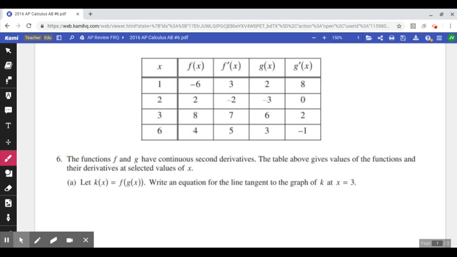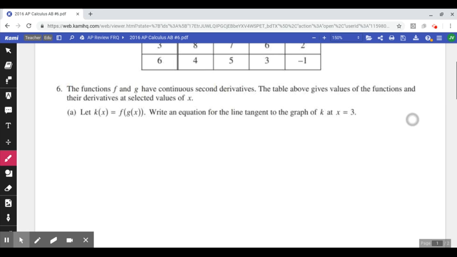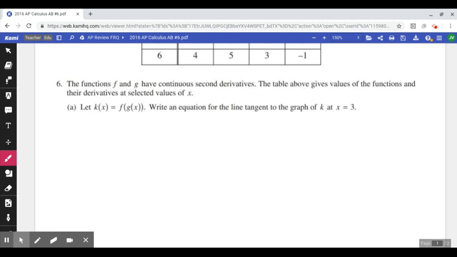So it says the functions f and g have continuous second derivatives. The table above gives values of the functions and their derivatives at selected values of x. Let's focus on the first part, part A. So here it says let k of x equal f of g of x. So we have a composition of functions here on the right-hand side of the equal sign.